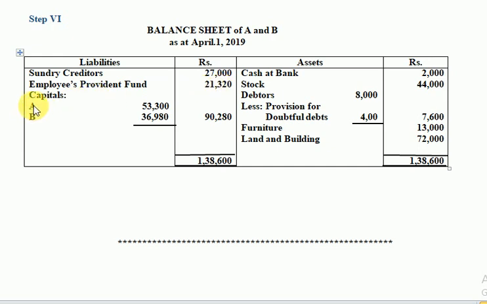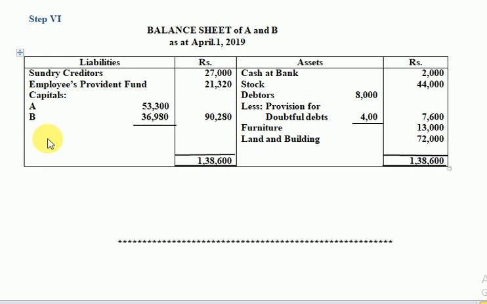The capitals of A and B will be coming from the balance CD of capital account individually and the total here. Then cash at bank we showed in step 5 where it was reduced to 2,000 because the payment was made to the retiring partner C, and the other changes in the revaluation account incorporated. Finally, these are the assets appearing: stock 44,000, debtors 8,000, less provision for doubtful debts 400, furniture at 13,000, and land and building at 72,000. This is exactly the same what we did in admission. No change except that the retiring partner is no more appearing here because he has been paid the entire balance amount.